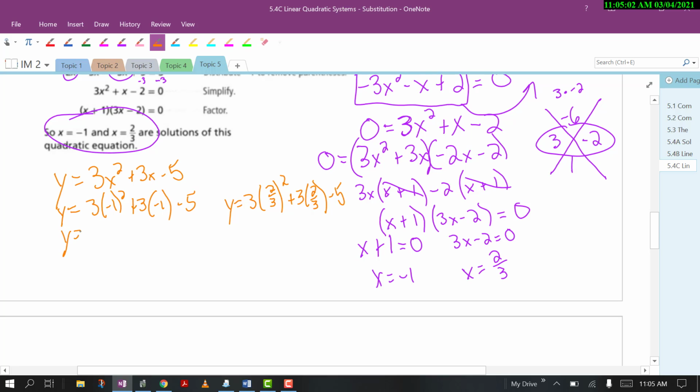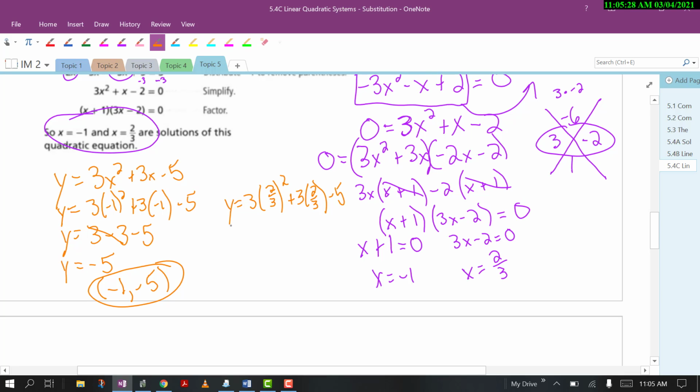So let's work with the first equation. Negative 1 squared is a positive 1, because a negative times a negative is positive, times 3 is 3. 3 times negative 1 is a minus 3. Whoops, we still got the minus 5. Now we add up our like terms. These two cancel out, so y is negative 5. So our first solution is negative 1, negative 5.